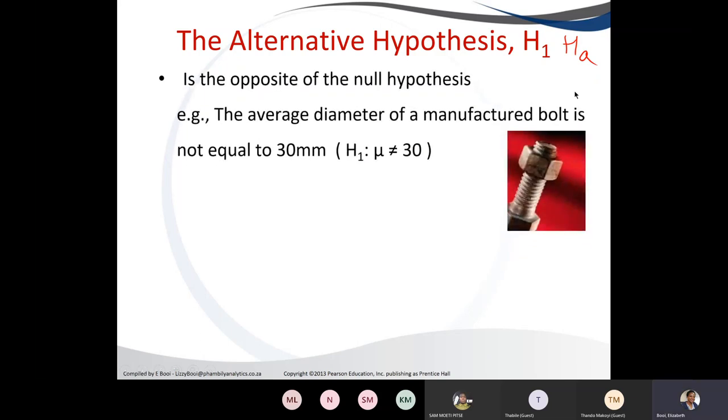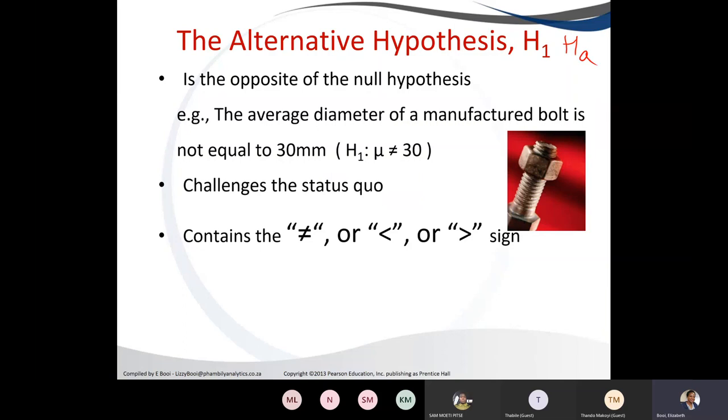With the alternative hypothesis, it does not contain an equal sign. So you will never, ever, ever put an equality sign in the alternative hypothesis. It means it will be not equal, less than, or greater than. And that's how you will always state your values in your alternative.